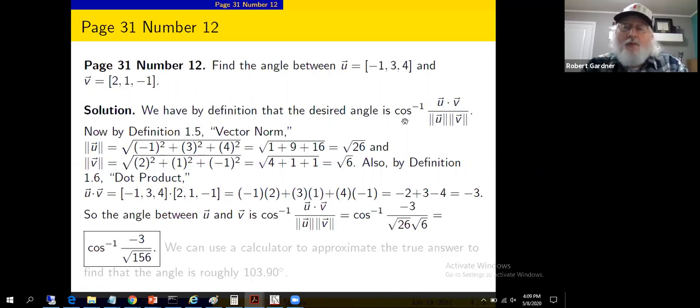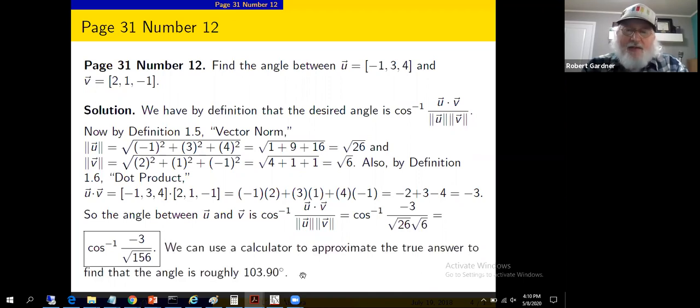to deal with what the angle is: the cosine inverse of u dot v over the product of the norms. U dot v we just saw was negative 3. Norm of u, square root of 26. Norm of v, square root of 6. All right. If you like, can I simplify this? I can combine the square roots, I guess. 6 times 26, oh, that's 156, I suppose. Can you further simplify it? I don't think any of us know what that cosine inverse is. I'll just leave it in terms of the cosine inverse function.